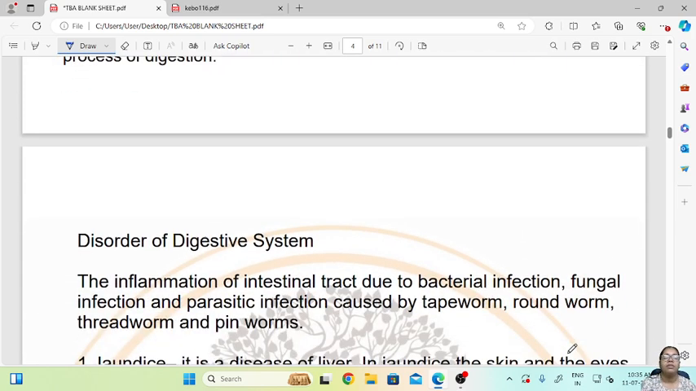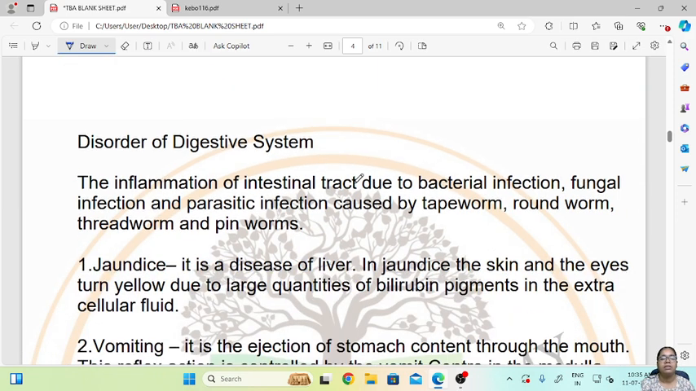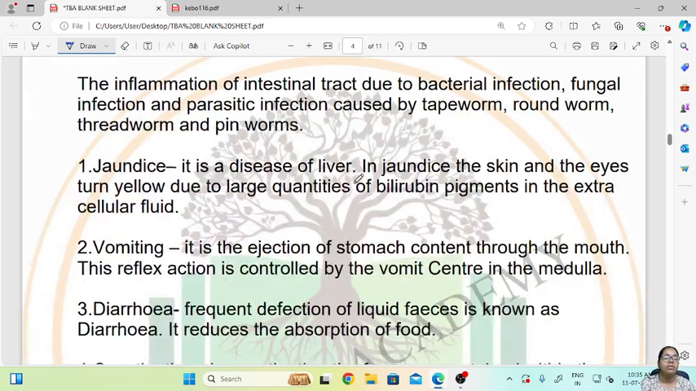So now let us see what are the disorders of the digestive system, as in what can happen if our digestive system is not proper. So the inflammation of the intestinal tract is due to bacterial infection, fungal infection, and infection caused by the tapeworm, roundworm, threadworm, or pinworms. So there are some parasites which are present in our intestine, in our gut, which will cause these disorders. So the first type of disorder is jaundice.